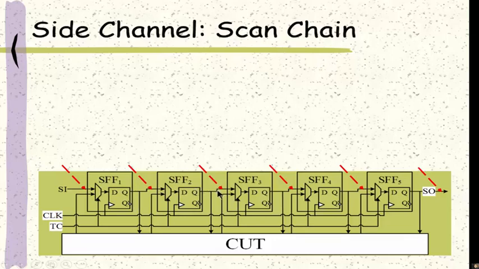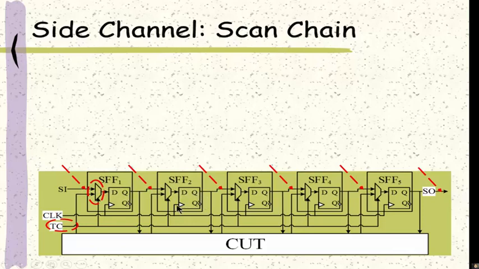A testing control signal, which is called TC here, controls the input to the D flip-flop. When TC equals 0, the signal coming from the core under test will be used to keep the system running in the normal mode. However, when we change the TC value to 1, the system changes to the testing mode, and the testing input vector will come from the scanning port and be forwarded to each of the flip-flops through this scan chain.